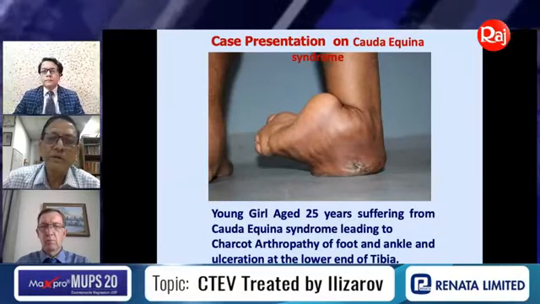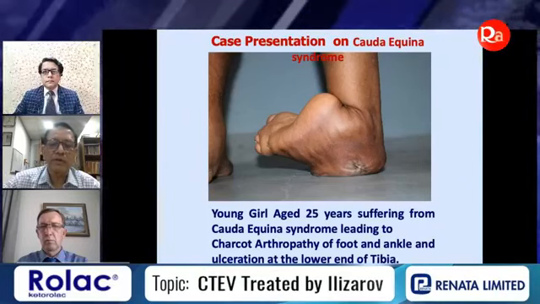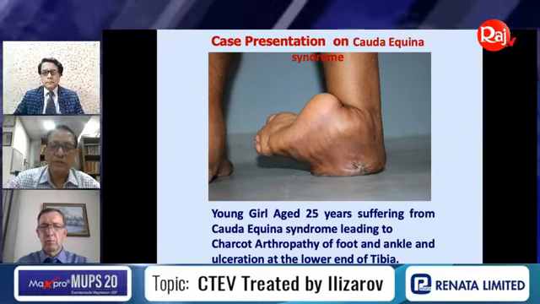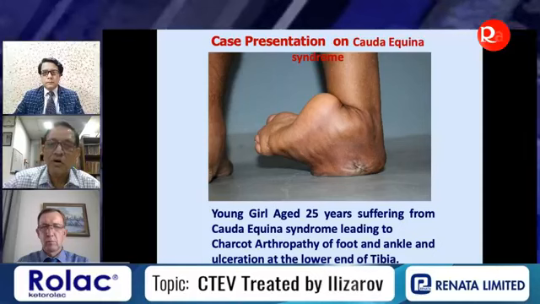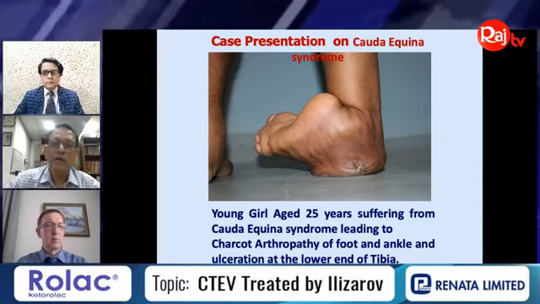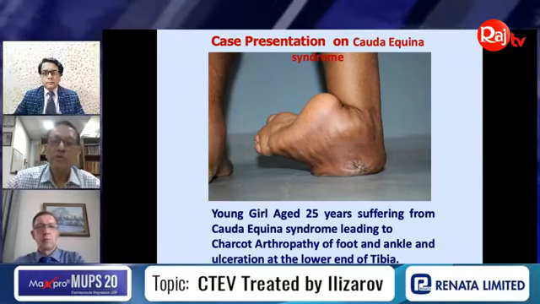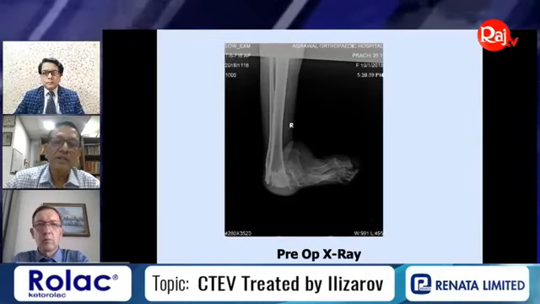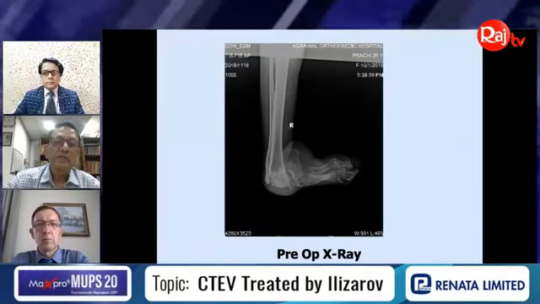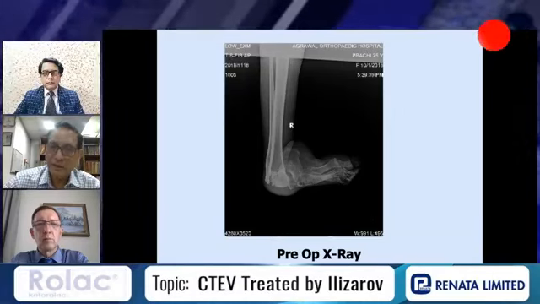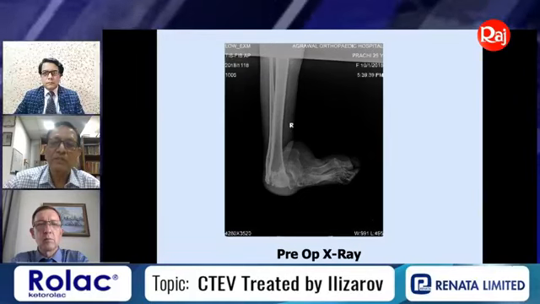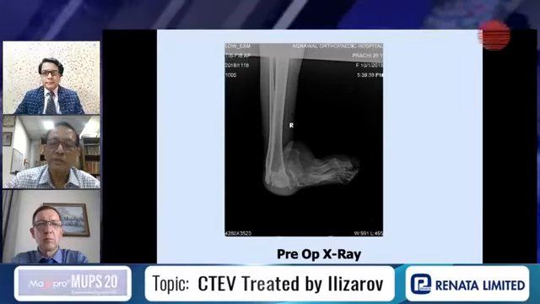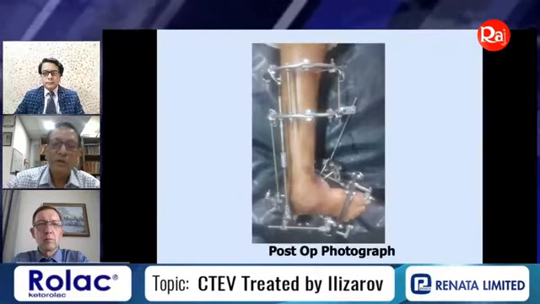It's a very, very important case. This girl was suffering from caudal equina syndrome. So what happens is Charcot arthropathy of the foot and ankle, with ulceration over the tibia. She, a young girl of about 18 years, had gone to every part of India. Everybody told her there was no answer other than amputation. You can see there is so much deformity that she is walking on this tibia. Very, very severe deformity. A big ulceration was there. It was a very, very challenging case because everybody said the treatment was useless. You go for amputation. So what happened?